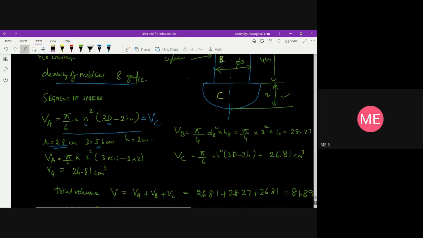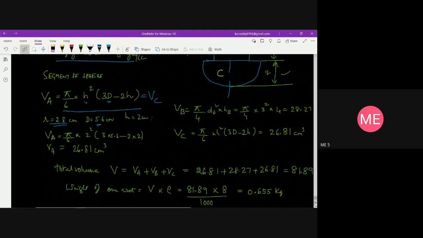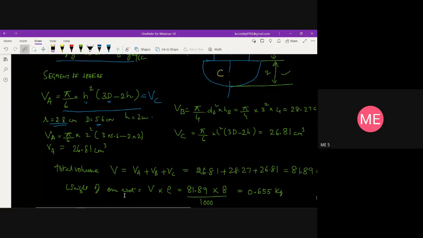So put together, I'll be getting 81.89 centimeter cube. And if I want to find out the weight of one rivet, so when I want to manufacture one rivet component, how much does it weigh? So I need to find out the volume of the rivet, and the density of the material given also needs to be known. So volume is given as 81.89 into 8 by 1000, which will give 0.655 kgs.